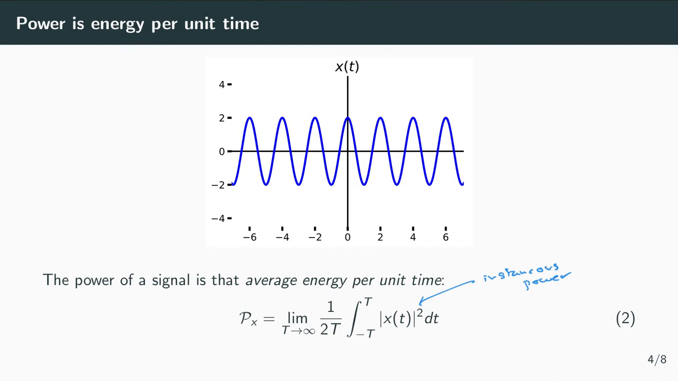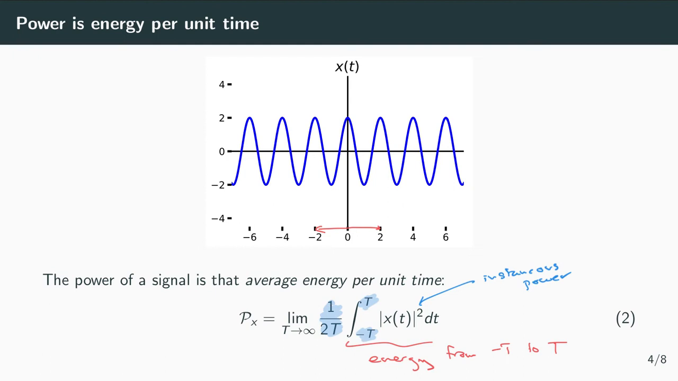If we integrate from -2 to 2, then what are we doing? We're calculating the area under this x of t squared, and then we're going to divide by this factor 1 over 2t, which is the length of this interval. So we're adding up all the instantaneous power, so we're essentially computing the energy from minus t to t. And then we're dividing by 2t, so we're going to get the average energy, which is power, energy over time.